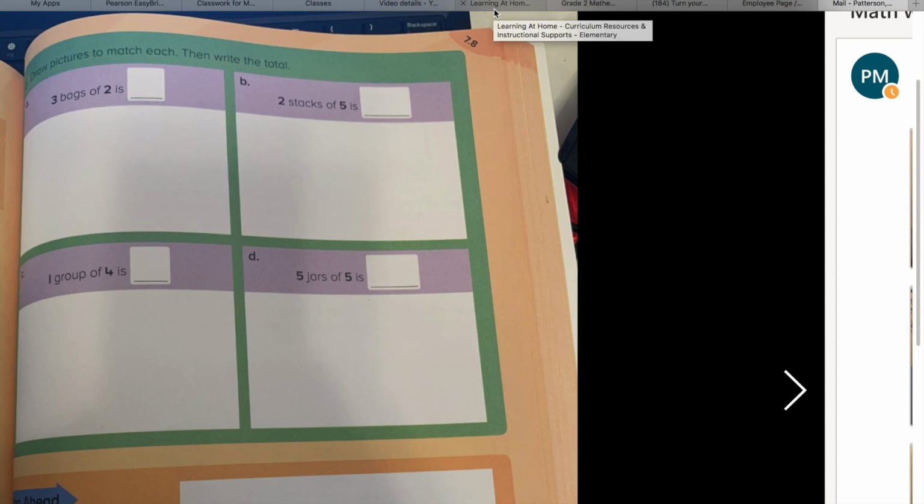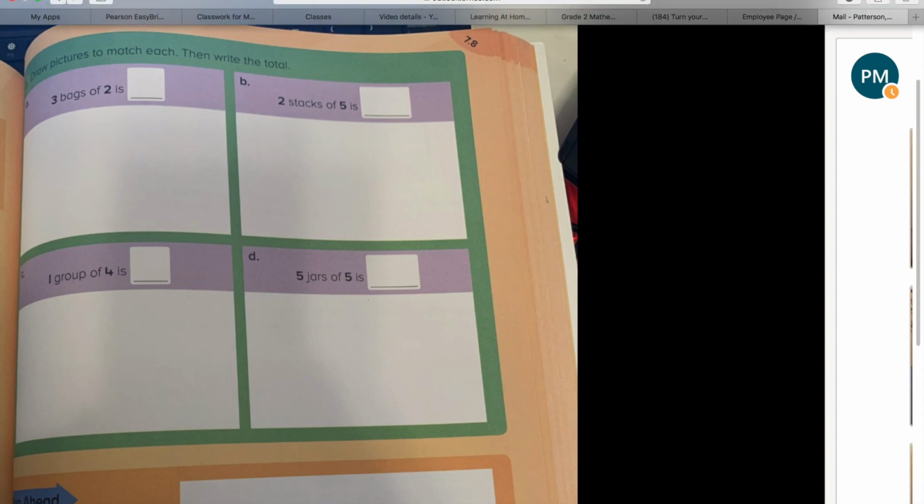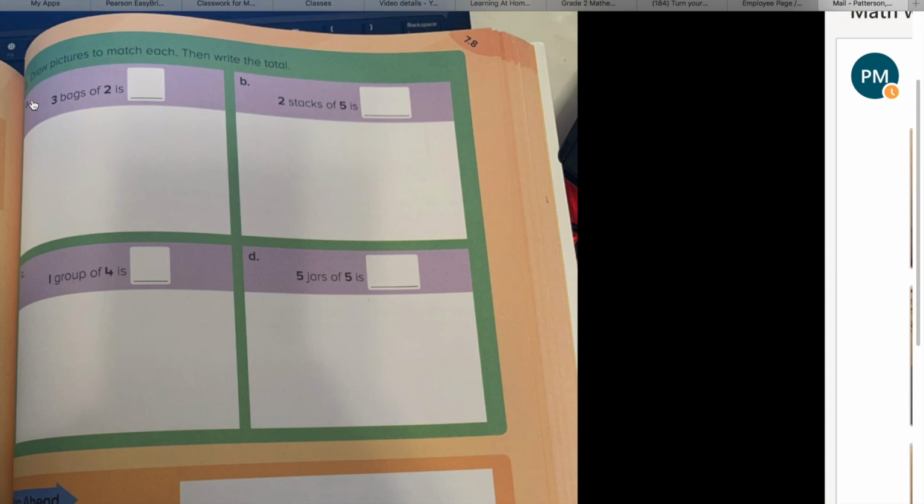All right, so let's go ahead and look at this page. This page is a little different from the last one because it wants you to draw the pictures this time. So if we look at the numbers, it says 3 bags of 2 is blank. So that means that we're going to have to draw some bags. Now, I really don't care if it looks like a bag. You all know I can't draw, so mine is probably just going to look like 3 big old circles. So it's up to you how you want to do it.